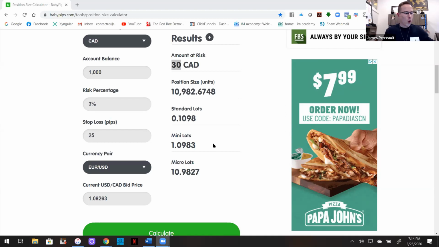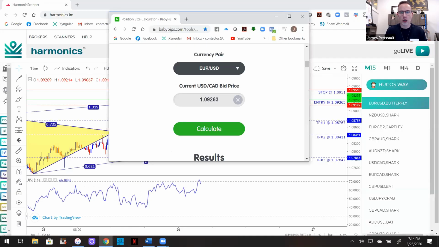But the point here, guys, is lot size and risk management. You always hear it, but how do you calculate that? So I hope this little tip helps out on how to determine what your risk size should be.